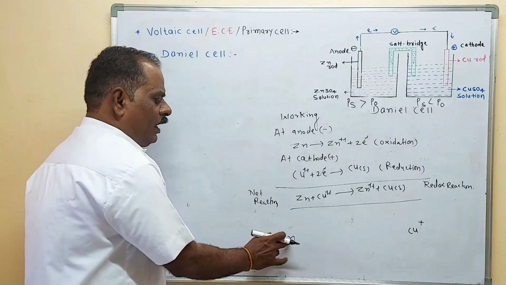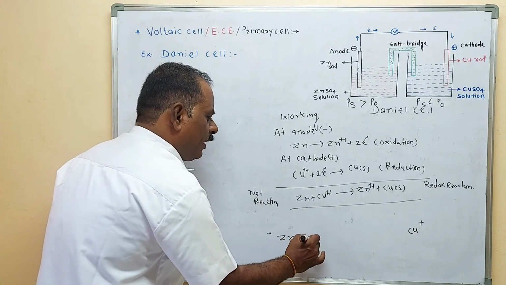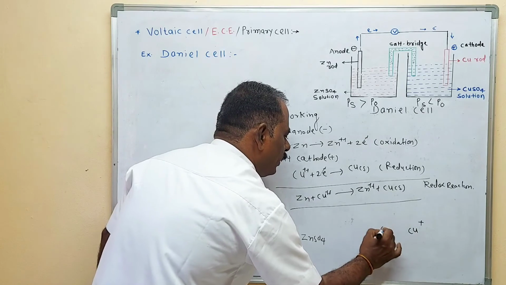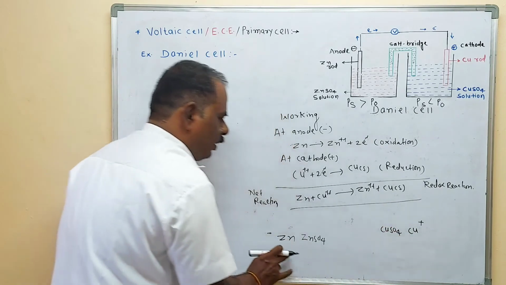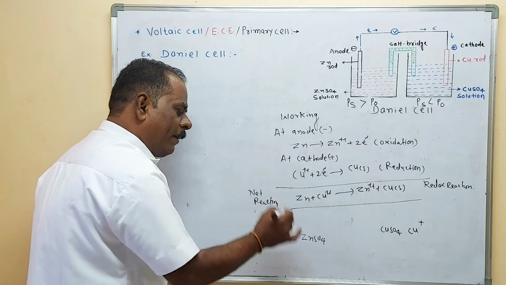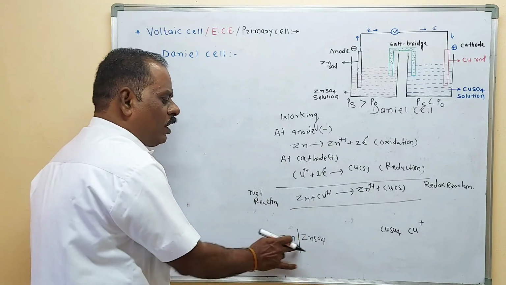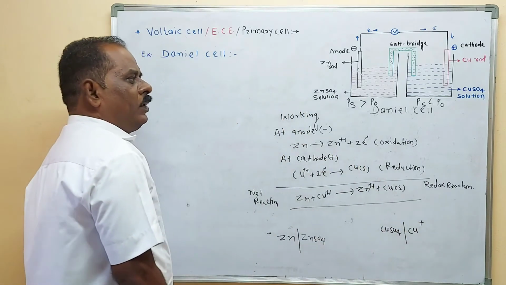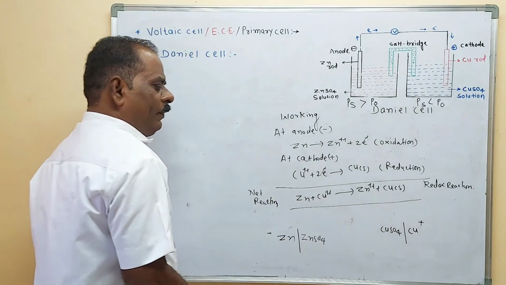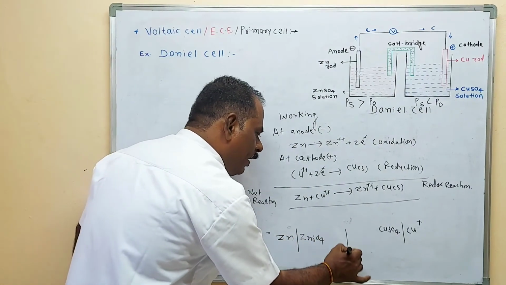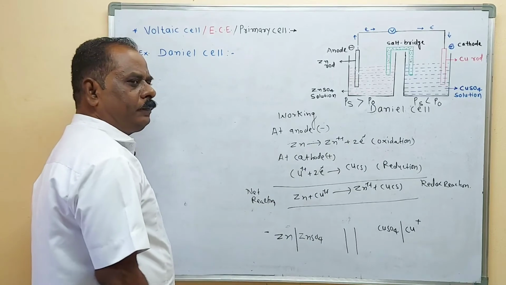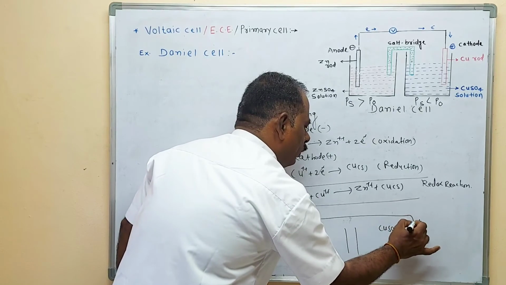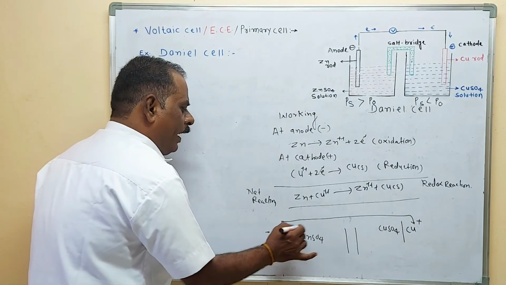The zinc rod is dipped in the zinc sulphate solution, so write the zinc sulphate solution. The copper rod is dipped in its own solution, the copper sulphate solution. The connection between the rod and the electrolyte solution is denoted by a single vertical line between the rod and solution. Here copper and copper sulphate are denoted by a single vertical line. The salt bridge used in the electrochemical cell is denoted by a double vertical line between the two half cells. And electrons flow from anode to cathode. Draw one arrow from anode to cathode.